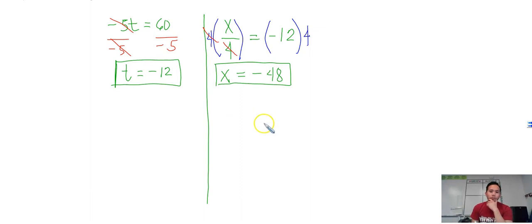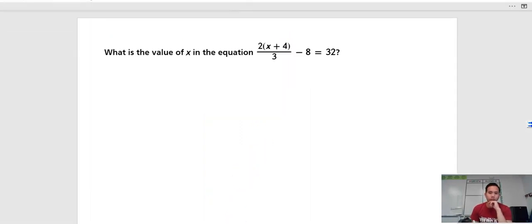Okay, so that's how you do it. Now, I have one example here. What is the value of x in this equation? We have 2 times the quantity x plus 4, divided by 3, minus 8, is equal to 32. There are two methods that we'll be using in this type of problem.